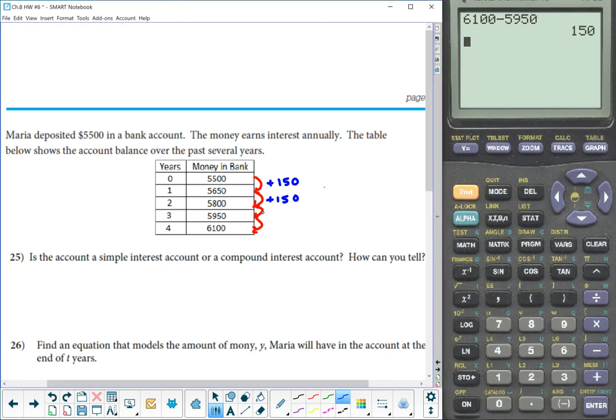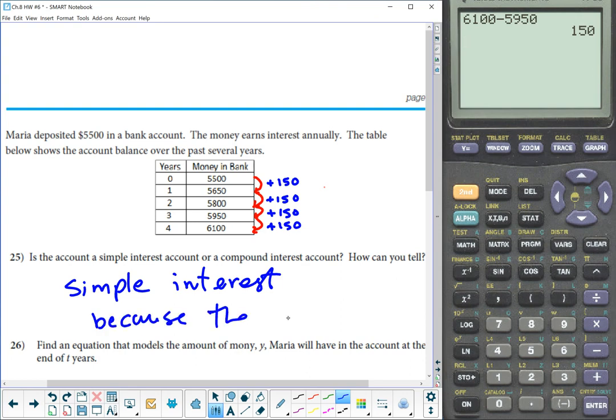So we know from year 3 to year 4, we're adding 150. Okay, we didn't do year 2 to year 3, but I can bet you it's going to be plus 150 as well. So this one's going to be simple interest, because the interest amount is always $150. Okay, that's how we know, because the interest amount is always the same, which is $150.